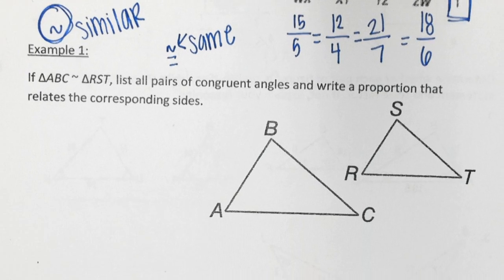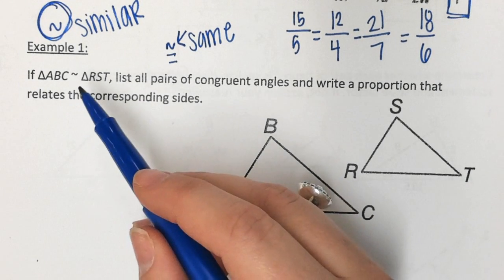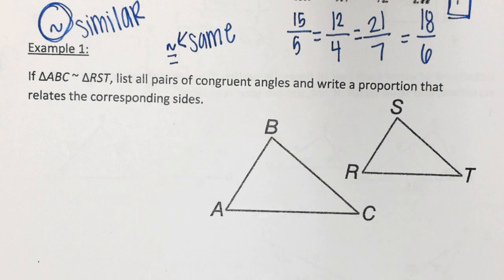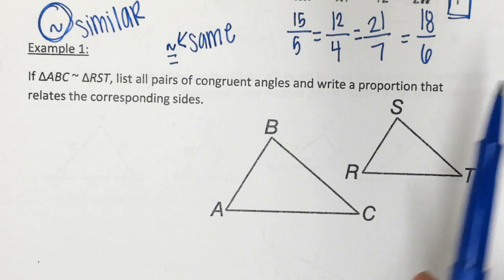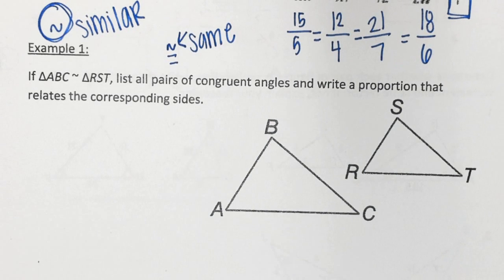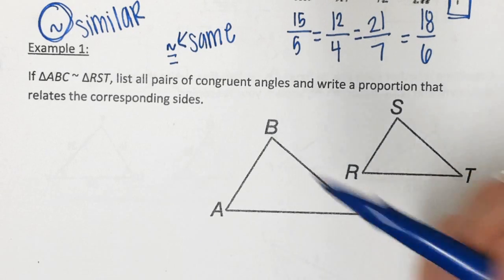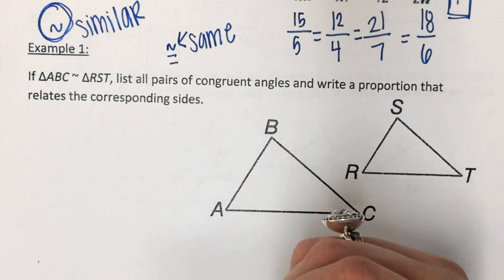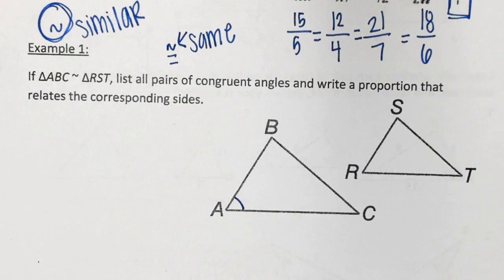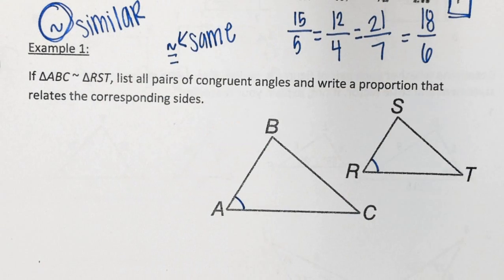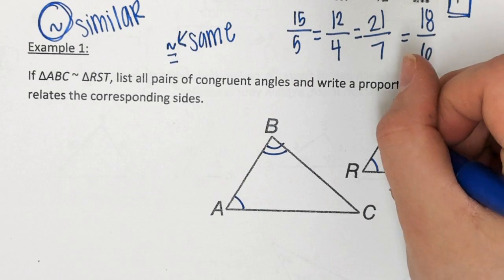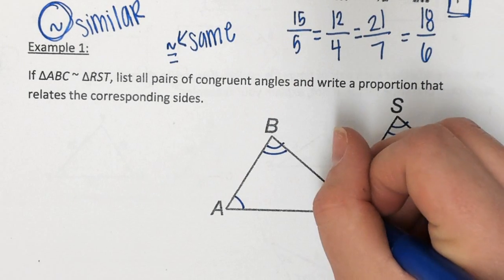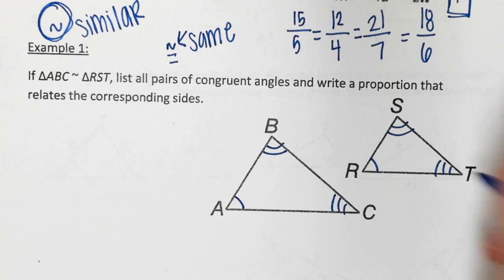So in example 1, triangle ABC is similar to RST. List all the pairs of congruent angles and write a proportion that relates the sides. So remember when we were talking about triangles and we said we have to go in the order that it's listed? So if A is listed first, angle A is congruent to angle R. Good. Angle B is congruent to angle S. And lastly, C is congruent to T.